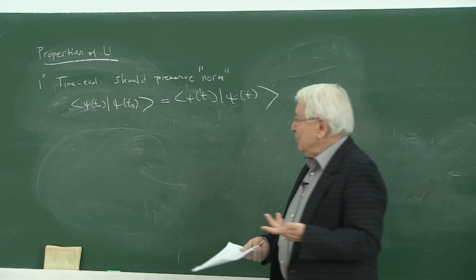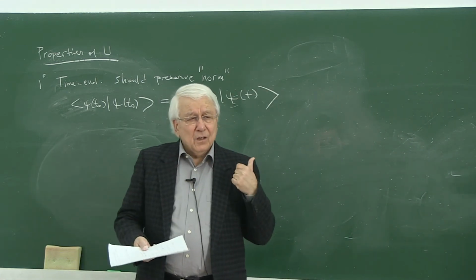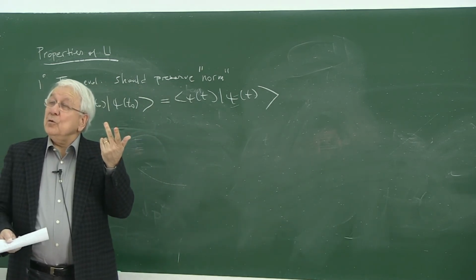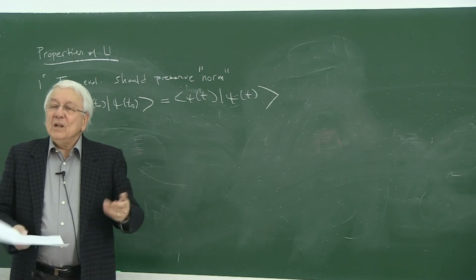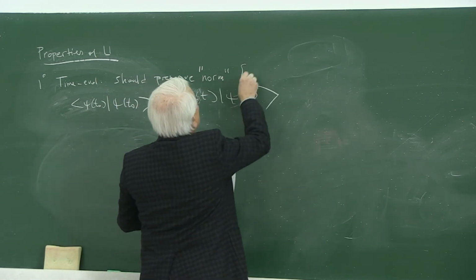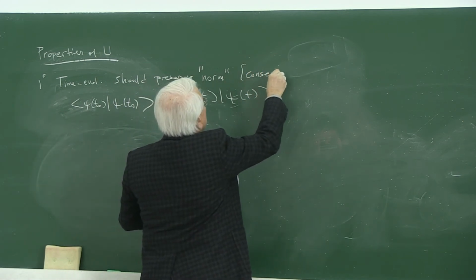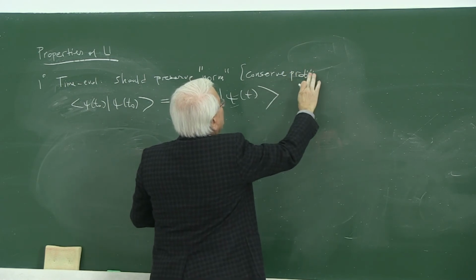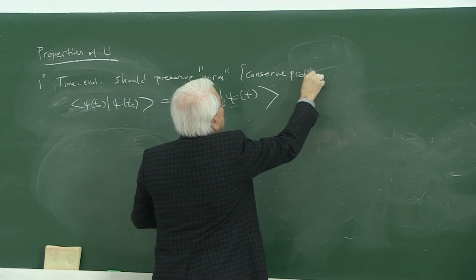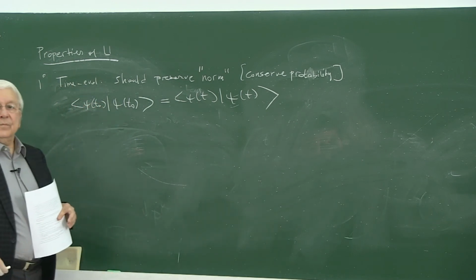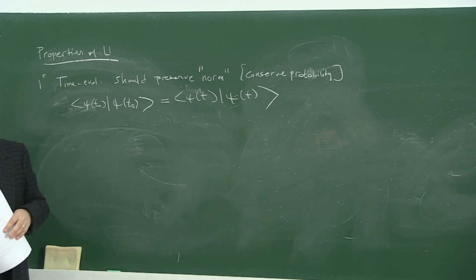What does it mean? Let me elaborate, refresh your memory a little bit, because you may say norm being one is really the probability conservation that we are more familiar with. Well, this is really probability conservation, and let me demonstrate. Should preserve norm, conserve probability. Let me be careful about my vocabulary. It's a half a minute reminder. We have seen it several times, but let's do it again.